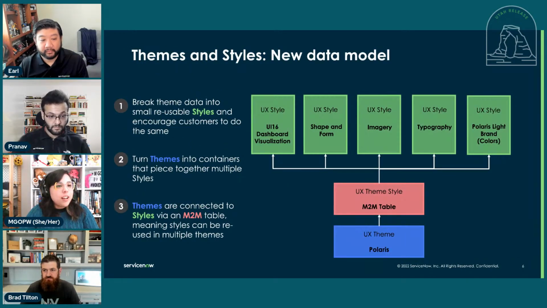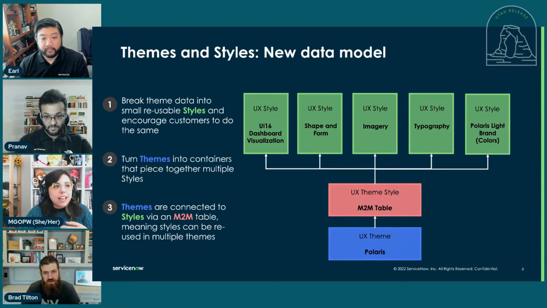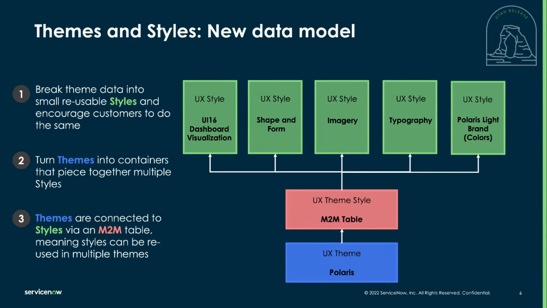The new data model, the way that themes have currently worked with Next Experience is you've got the UX theme record. In this case, the out of the box one is Polaris. And through the M2M table UX theme style, you then are linked to multiple different UX styles. And this is sort of what builds out your theme. So you have the shape and form style, the dashboard visualization, imagery, typography, and then you've got the Polaris colors style. And that is the one that mostly handles your actual theme colors.